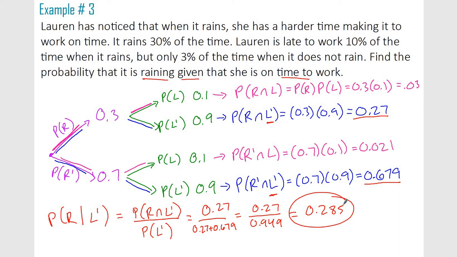Okay, so this is another way of doing it as opposed to a Venn diagram. Hopefully this part makes sense when it's not late. Okay, so this is that conditional probability. So that's when you want to use that tree diagram.